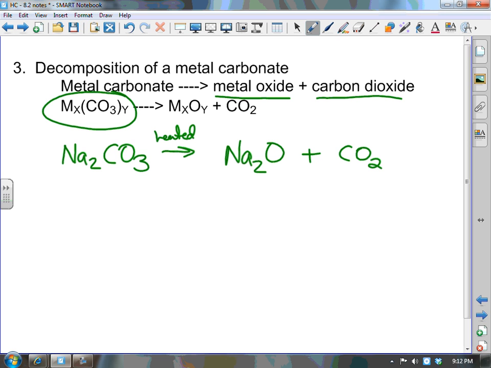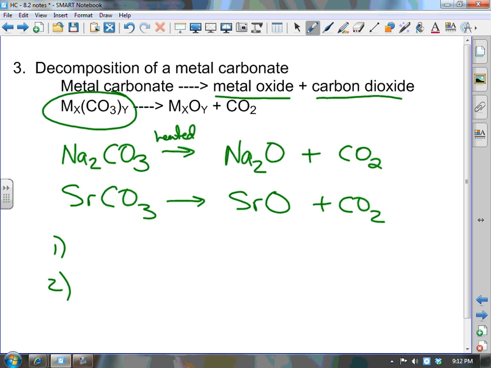Let's look at another one here, strontium carbonate. Strontium plus 2, carbonate minus 2. If that decomposes, we get strontium bonding with oxygens, and then we get carbon dioxide. So what we're going to see here is it doesn't matter what the metal is. Everything does exactly the same thing. The only thing that changes is subscripts, and that's only if charges change. All right, so 2 here.